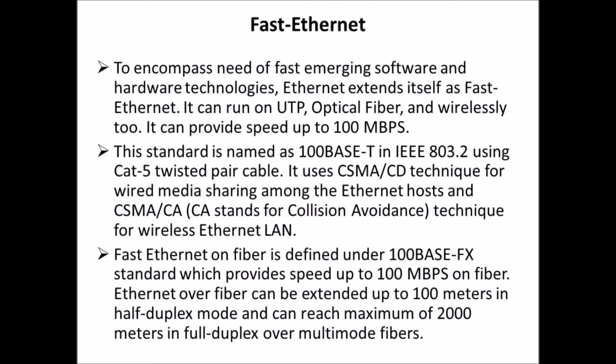Fast Ethernet on fiber is defined under the 100 Base FX standard, which provides speed up to 100 Mbps on fiber. Ethernet over fiber can be extended up to 100 meters in half duplex mode and can reach a maximum of 2000 meters in full duplex over multi-mode fibers.